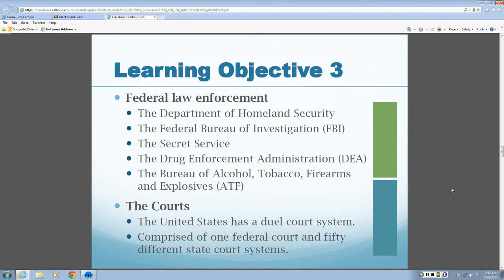In the United States, we have a dual court system, and that also means that we have a federal court system that handles those cases generated by federal law enforcement, and then each state has their own state-level court system that handles all of those cases that the local and the state law enforcement brings.